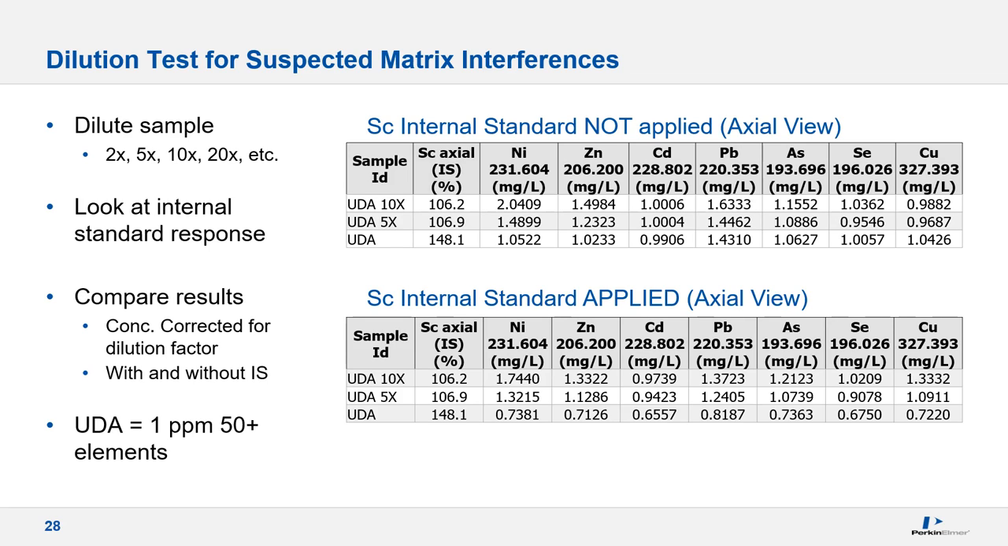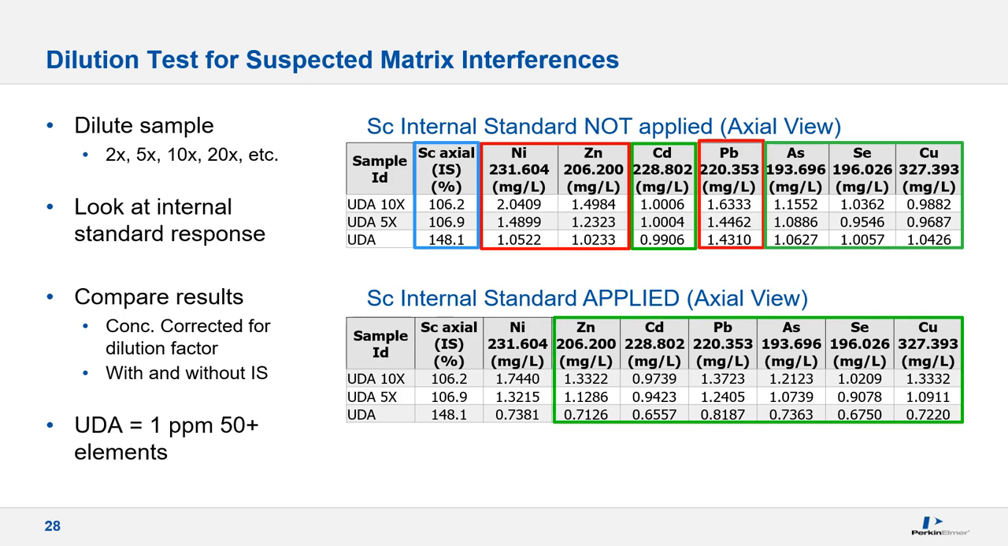In this example, my sample, called UDA, which contains 1 ppm of about 50 elements, is showing different concentrations for some elements at different dilution factors, and my internal standard intensity in the undiluted sample is very high. Without the internal standard applied, some elements agree well, shown in green, and others do not, shown in red. When I apply the internal standard, more elements agree, at least for the first two dilution levels.